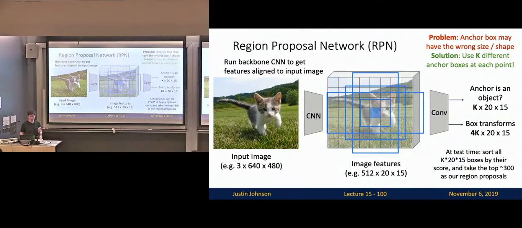But then the solution is that we'll actually consider K anchors at every position in the feature map, and the sizes and aspect ratios of these anchors will all be hyperparameters. So how many anchors you use and what the scale and size of these anchors are, these are all hyperparameters that you need to set for object detection. So that's a little bit of a mess.